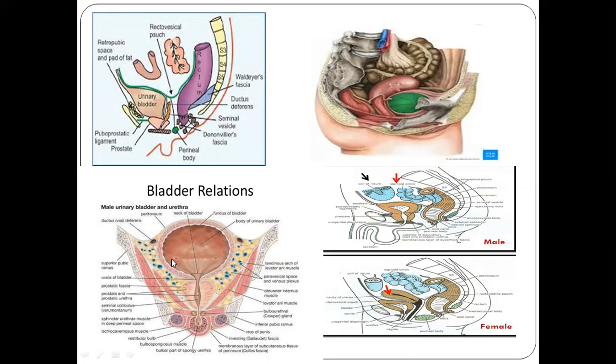This again shows the trigone, the orifices of the ureter, and the interureteric ridge. The trigone is triangle in shape. This is the urethral orifice. This is the prostatic urethra, this is the base of the prostate, and this is the neck of the prostate.